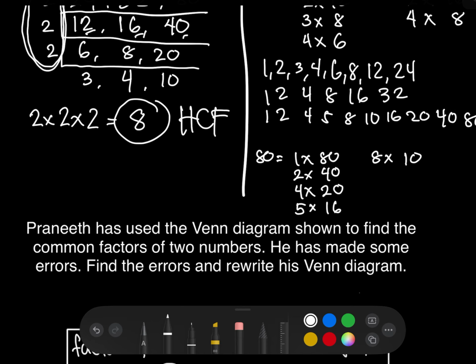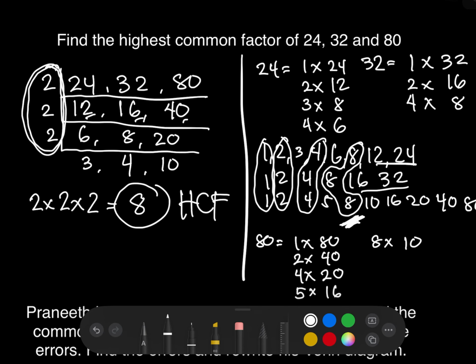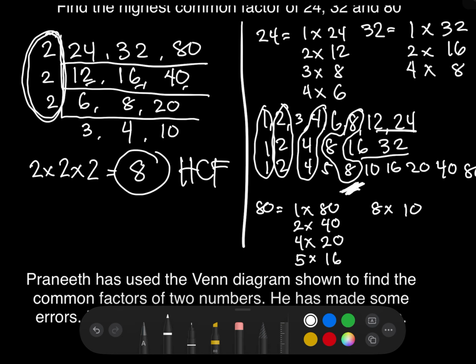But what are the common? These are the common. 4 is the same. 8 is the same. What else? No more. Okay. So the highest is 8. So we got the same answer from the division process that we used. So you can choose which one is the best method for you.